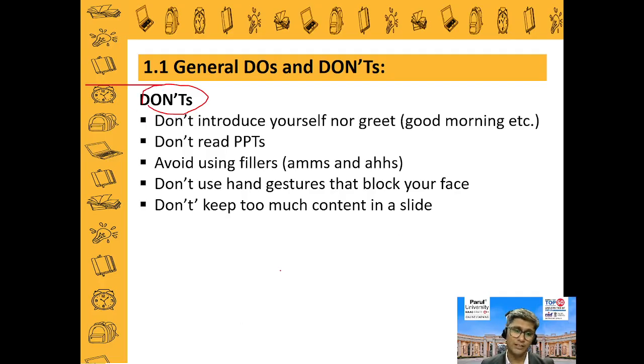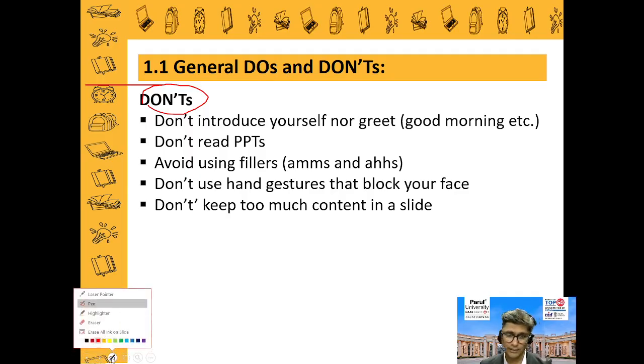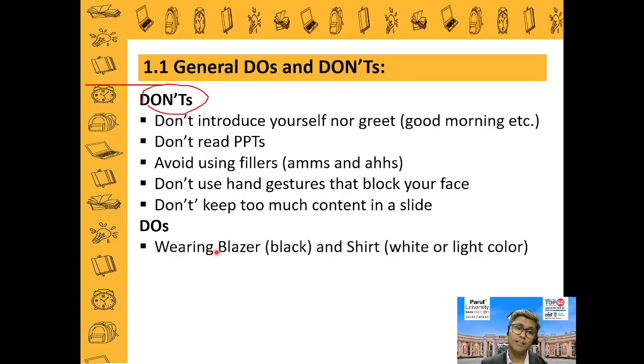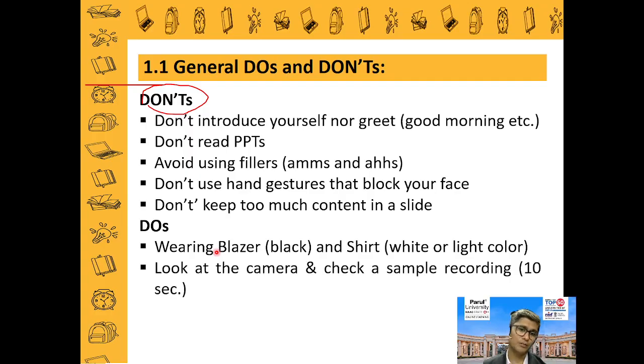Now we are going to look at something that you should do, and that is what we call the do's. What are the best practices that you can think of? The first is the dress code. In the dress code, as you can see, there has to be a blazer, ideally black, but if not black, at least a dark color, and a shirt which is ideally white, but at least of a light color. So that's the dress code that you should maintain.